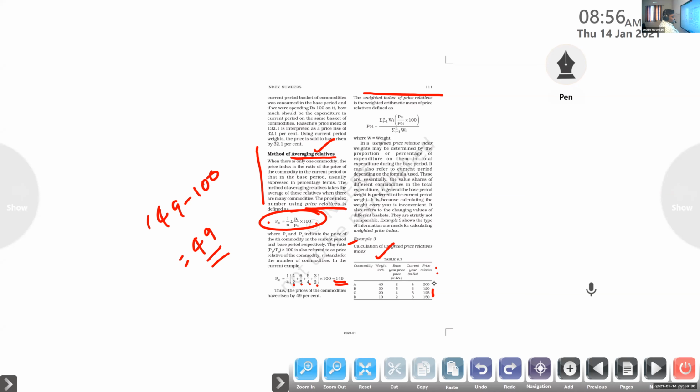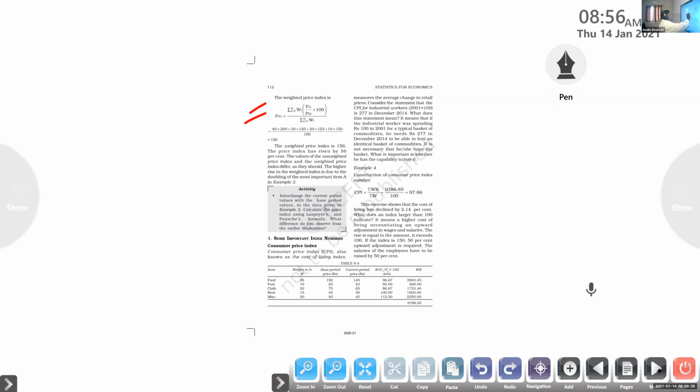So directly you multiply 40 into 200, 30 into 120, 20 into 125 plus 10 into 150, divided by, price relatives are in 100 only, right or not? 100%, right? So 100 divided by 100. So you got the answer here, 156. Okay, is that clear or not?